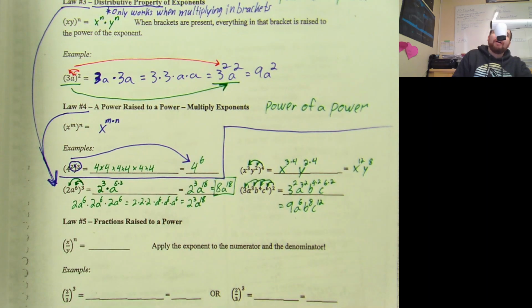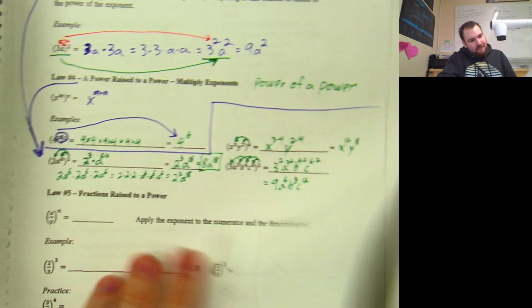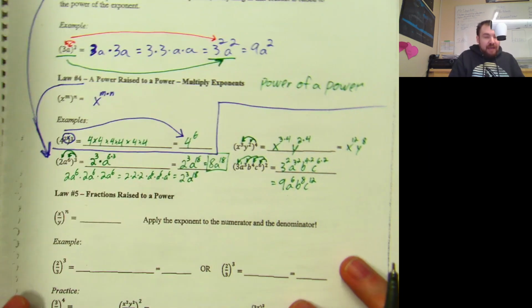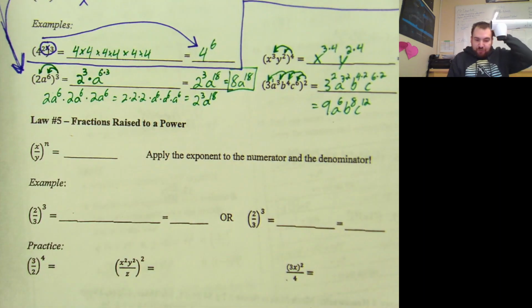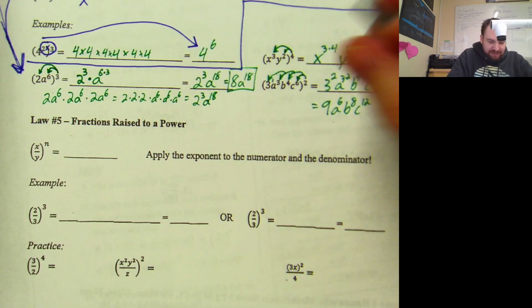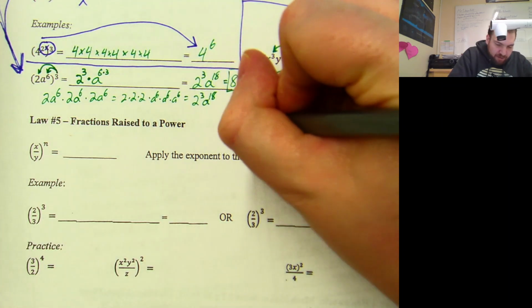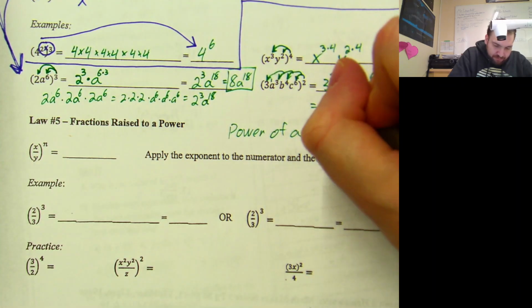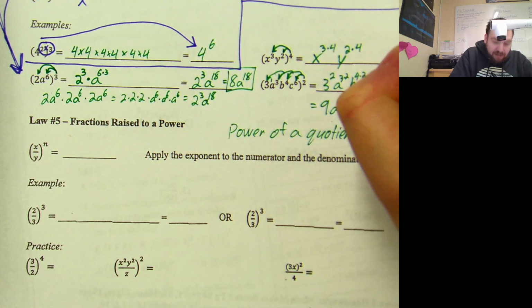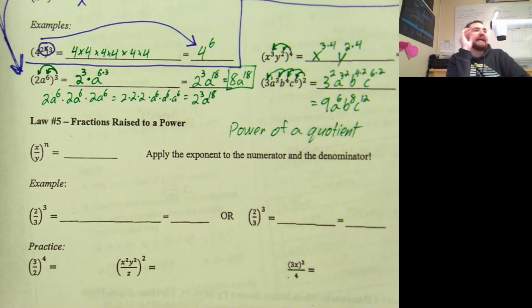Let's do one more law. I think there's only one more law today. This is law 5, and this is fractions raised to a power. So we have a name for this as well. This is the power of a quotient. You will likely never actually use this language. You'll never say, oh, this is the power of a quotient.